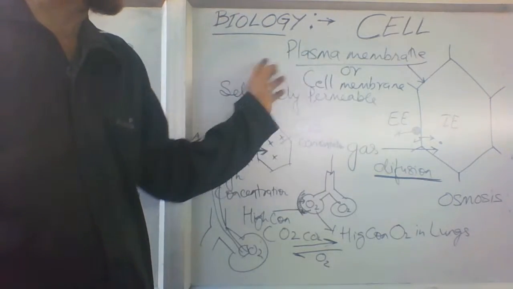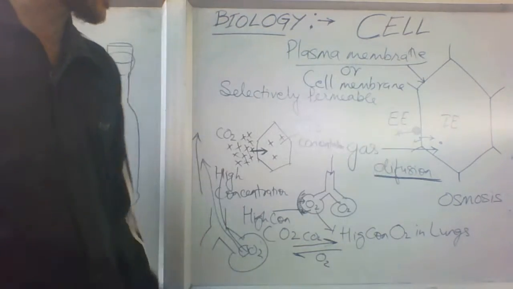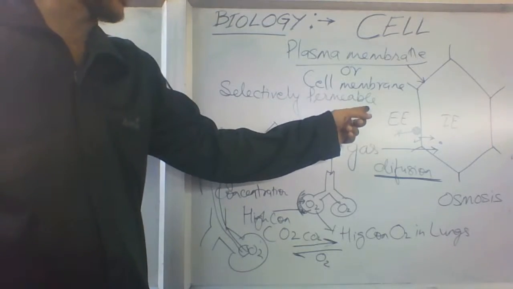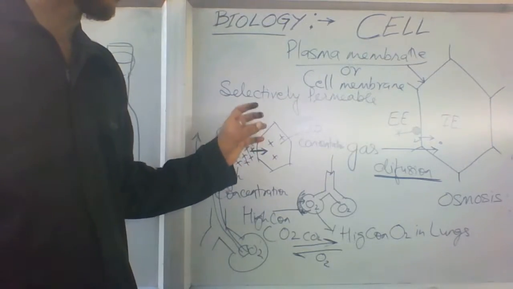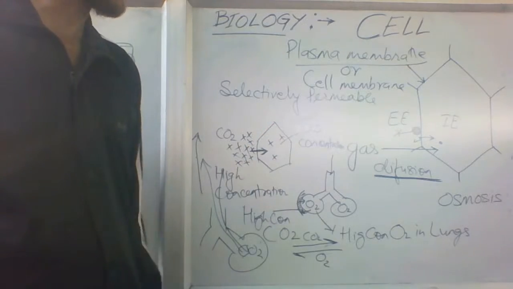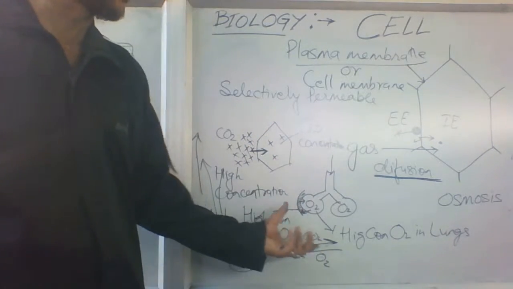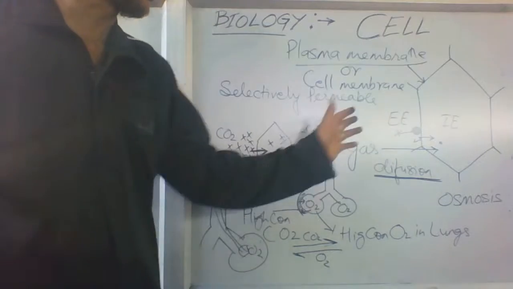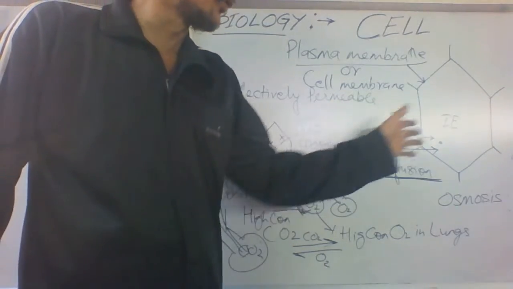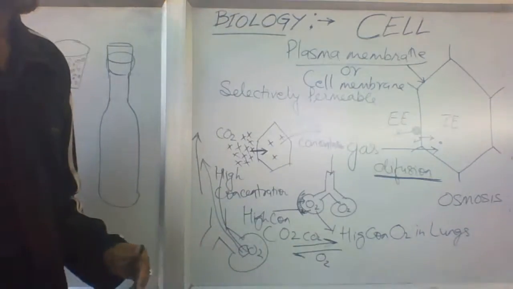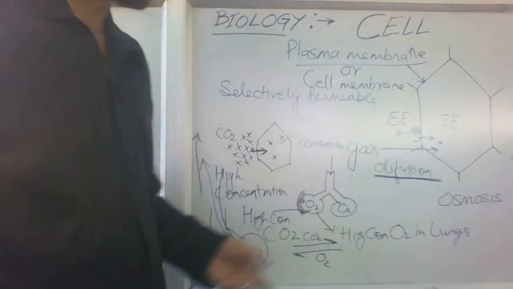So the cell membrane, the plasma membrane, works as a selectively permeable membrane, which allows only a few selected particles. If any particle like a dust particle tries to go inside, it will not allow it to go inside the cell. Got it? It is a very simple phenomenon.